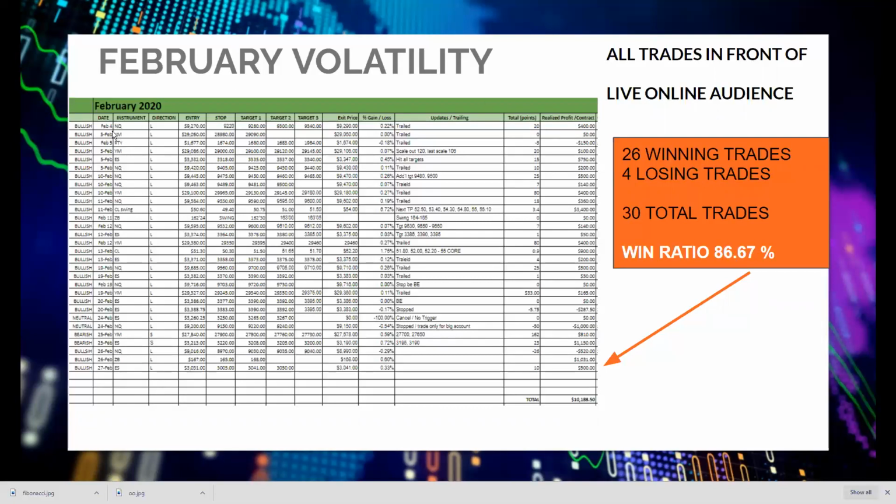And we don't take more than 1 to 2 trades, maximum 3 trades once in a blue moon. So these results that you see here, if you have been trading with us with 1 contract per trade, at the end of the month, you would have $10,000 for the month of February. March.